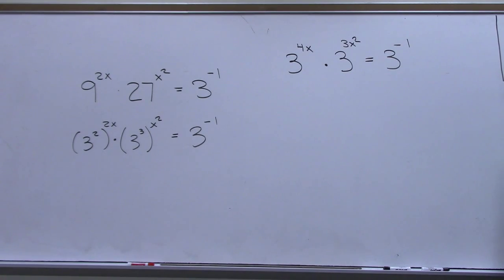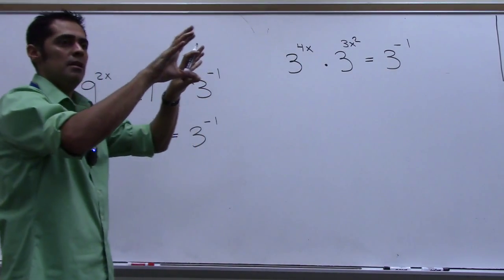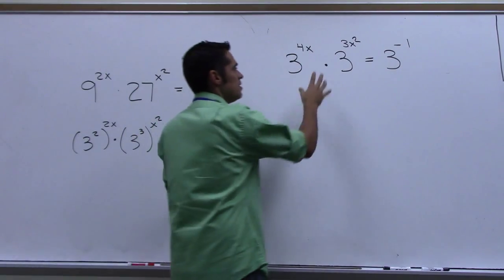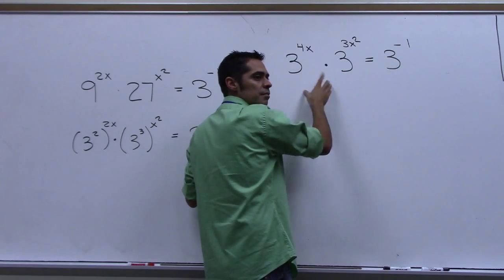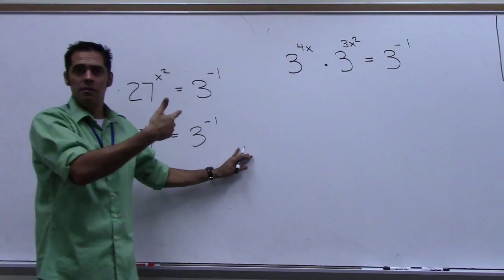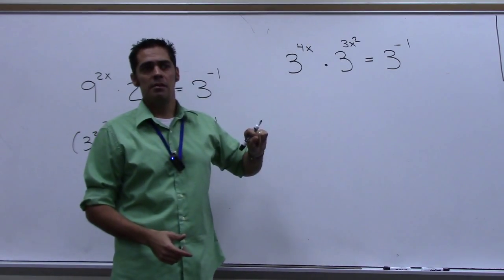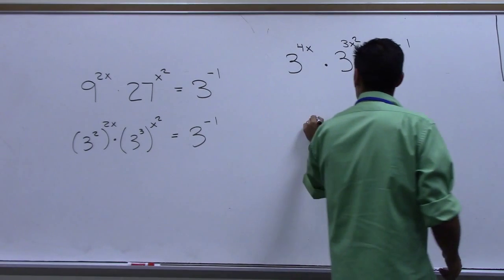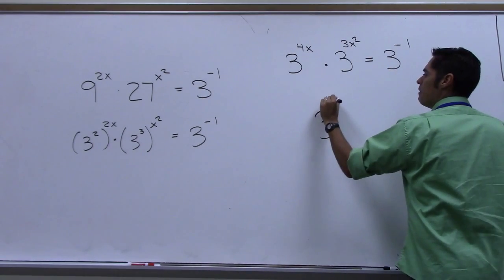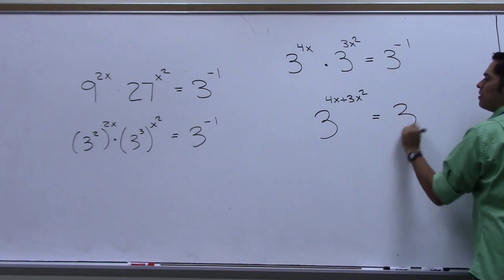Now what? Well, what we had been doing before is we had been trying to match the exponents, right? We can't quite do that yet because this is not a single 3 to the something, right? But can you put those together? They have the same base, different exponents, so what do you do with that? You add. It becomes 3 to the 4x plus 3x squared equals the other side, 3 to the negative 1.